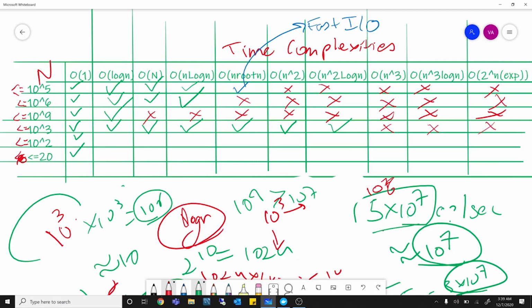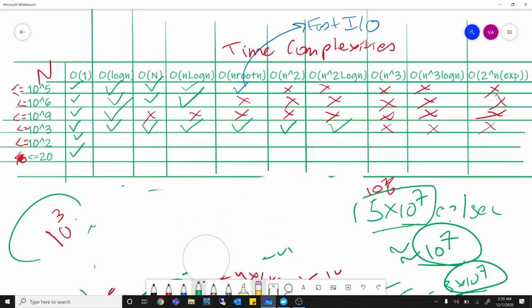All right, now let's clear this out first, so that the clarity is better. Let's talk about 10 square. 10 square is actually 100, not approximate, exactly 100. So first of all, by the law of induction, I can say log n, n log n, root n, n square, and n square log n are valid, because 10 square is obviously less than or equal to 10 cube as well. Now let's talk about n cube.